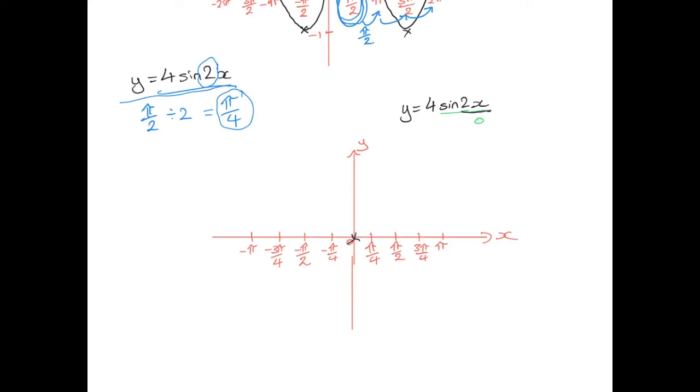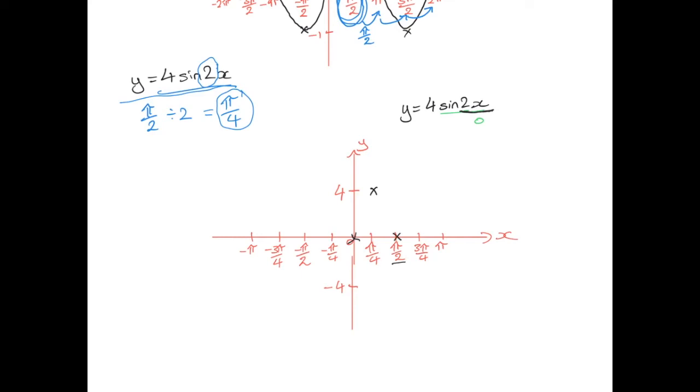Now I just realized I haven't even put 4 on the y-axis. So my amplitude is 4, so I go up to 4 and down to negative 4. So for pi on 4, I'm at 4. Now next one, pi on 2. 2 times pi on 2 is pi. Sine of pi is 0. 4 times 0 is 0 again.